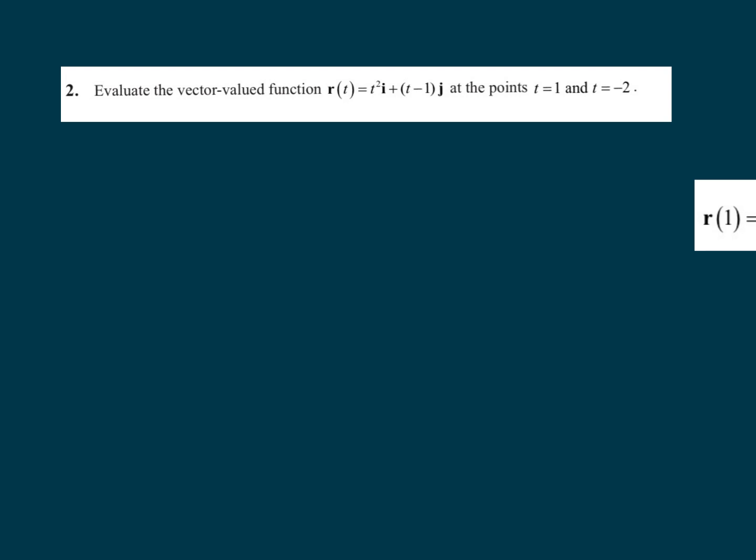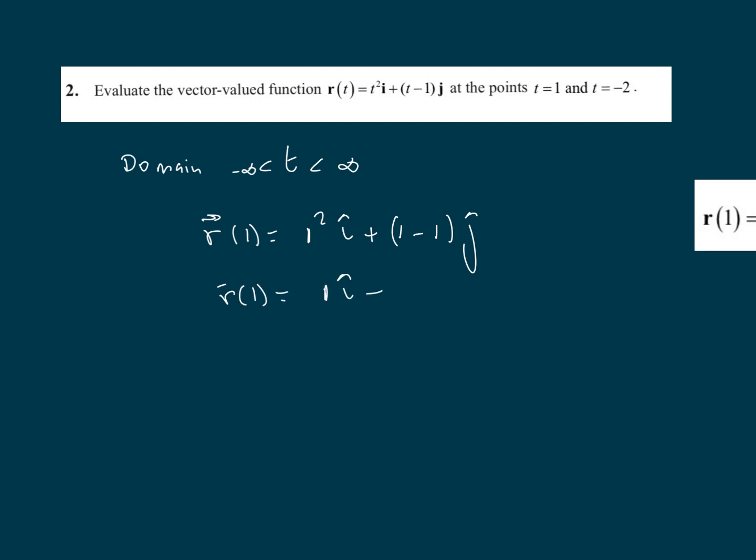The domain is from t minus infinity to infinity. Okay, so what is r of 1? r of 1 is 1 squared i plus 1 minus 1 j. Or in other words, r of 1 is 1 i plus 0 j, or in the picture it is the vector 1 i, this vector with length 1.